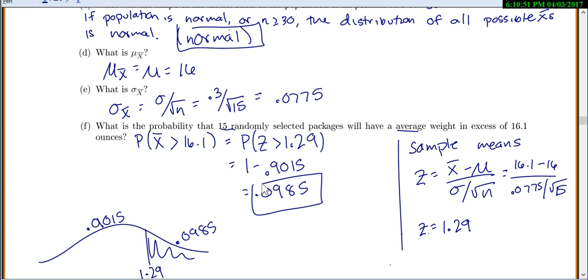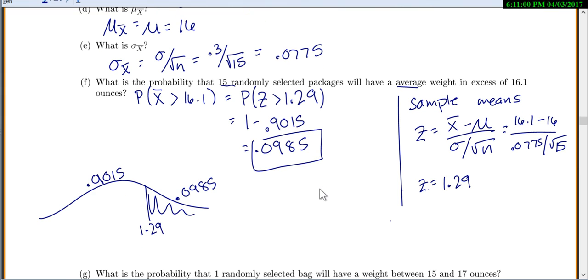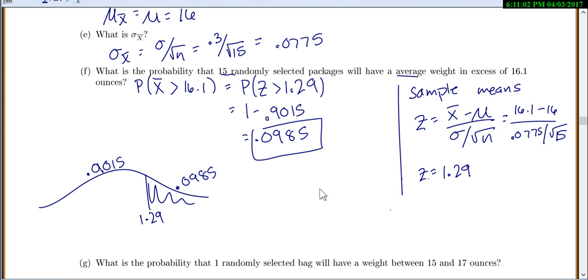So we have about a 9% chance of getting a sample with an average greater than 16.1. Probably seems like a while since we've done that, right?